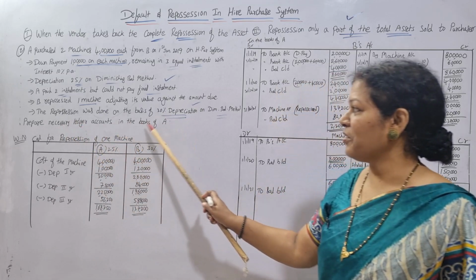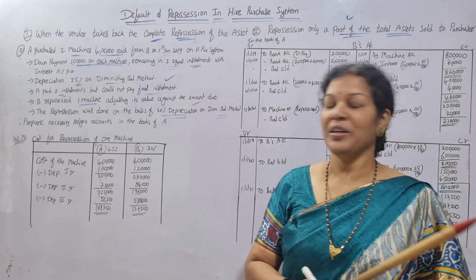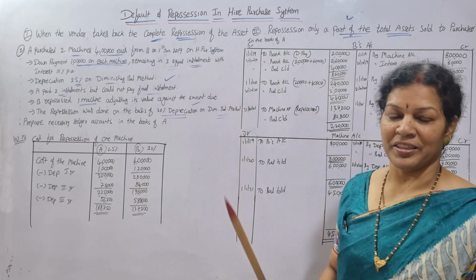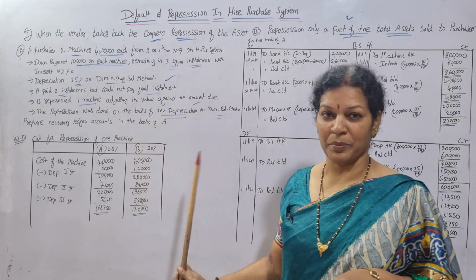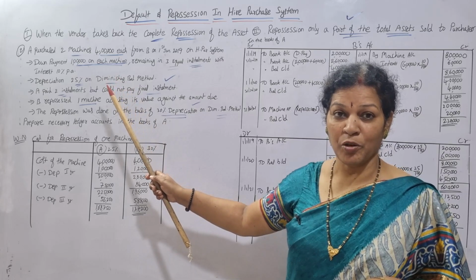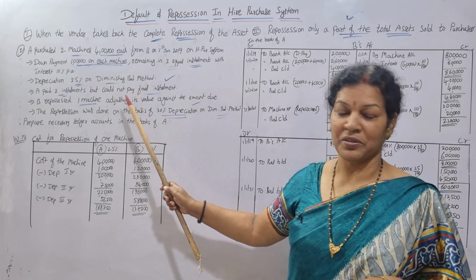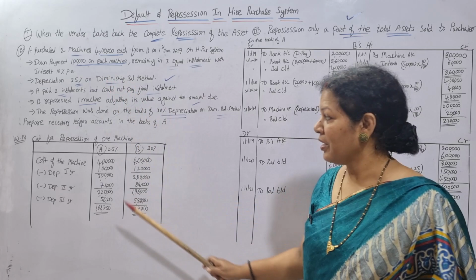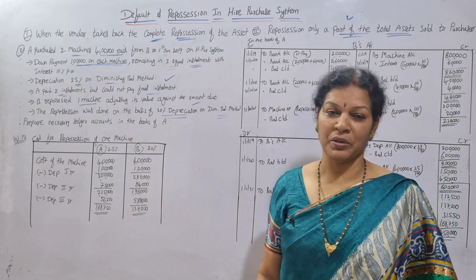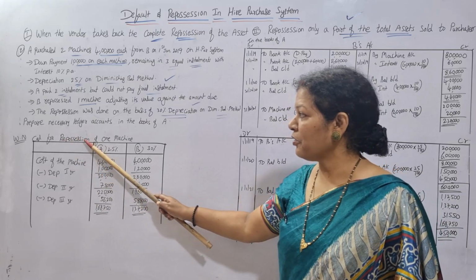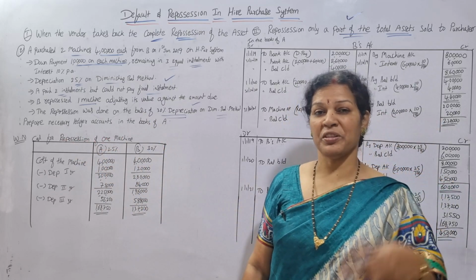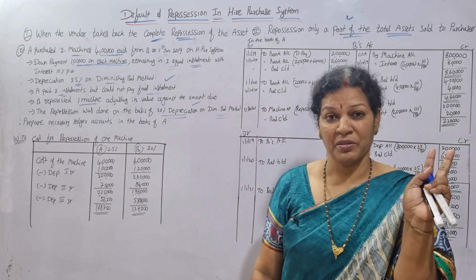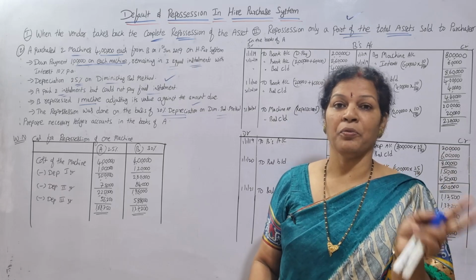Now prepare necessary ledger accounts in the books of A. Here you have to calculate one thing: depreciation as per A and as per B. As per A it is 25%, as per B 30%. These calculations we can show in the working notes. Calculation of repossession of 1 machine, the first machine only. 1 machine has been taken back, so that machine's calculation only.